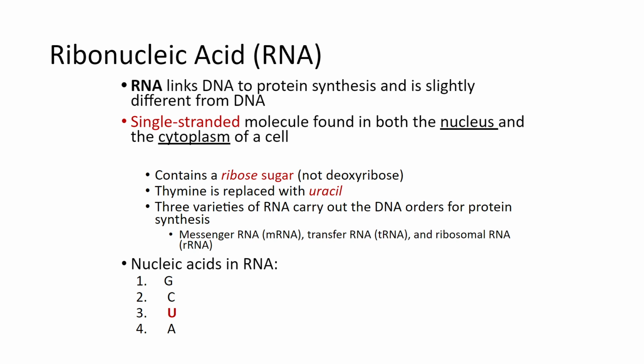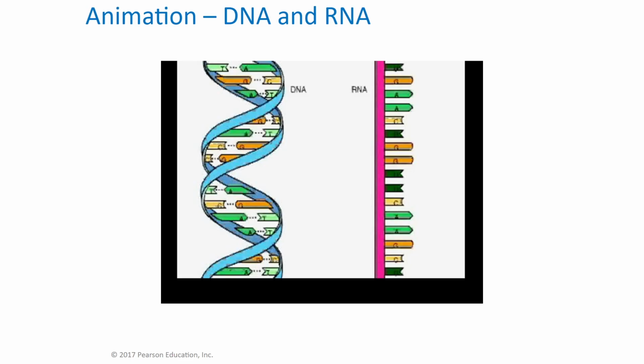And we have 3 different varieties of RNA that help us carry out the process of protein synthesis. Those would be messenger RNA, called mRNA, transfer RNA, called tRNA, and ribosomal RNA, called rRNA. You can also see here listed the nucleic acid bases of RNA: GCUA, or guanine, cytosine, uracil, and adenine.